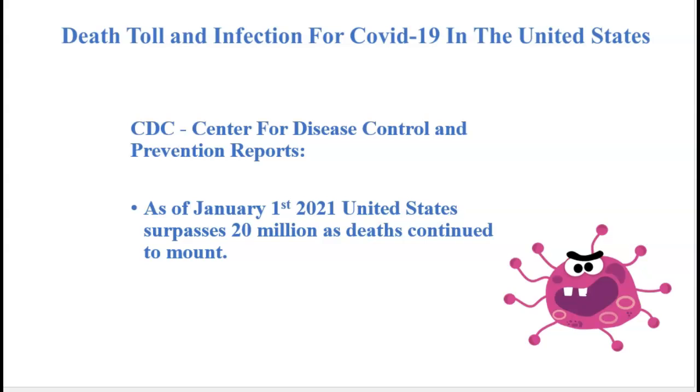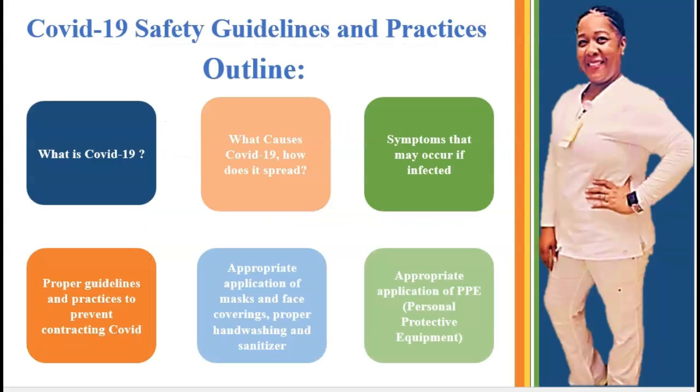The CDC, the Center for Disease Control and Prevention, reports that as of January 1st, this year, 2021, the United States surpasses 20 million as deaths continue to mount. I have made an outline of everything that we'll be discussing in this PowerPoint today. And we're going to first start. I'll read each one to you.